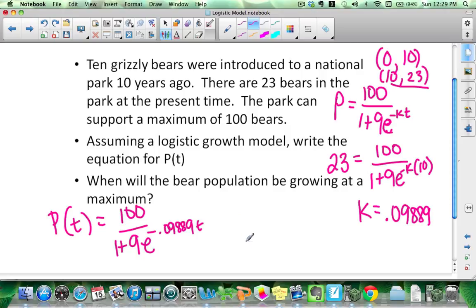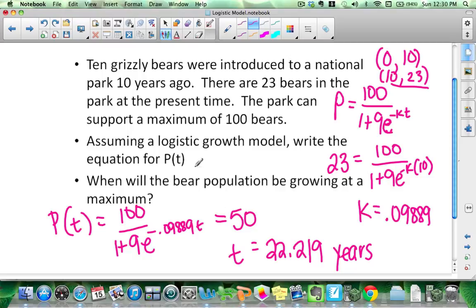This happens at half the carrying capacity. So I'm going to take my model and set that equal to 50 and solve for t. When I do that, I get t equals 22.219 years later. So 22.219 years from the initial, which since the initial was 10 years ago, that means 12 years from now.